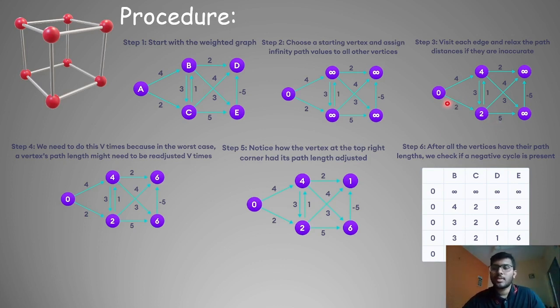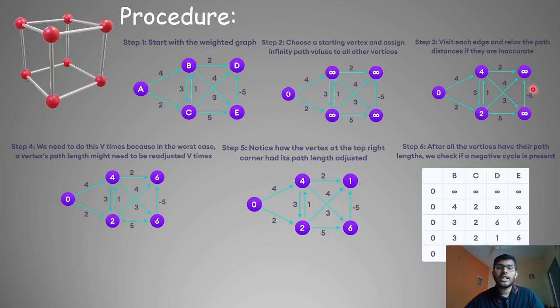We shall look for some other alternative. 0 plus 2, 2 plus 1, 3, 3 plus 3 is 6. So 6 is less than 7, 6 is less than 12, 6 is less than infinity. So we will update the value of node E to 6.